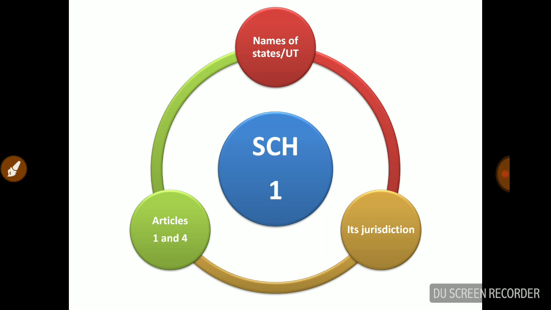In this Schedule 1 we talk about the names of the states and the union territories and the boundaries. What are the jurisdictions associated with the states, and what are the jurisdictions associated with the union territories, they talk about it in Schedule 1. And the main important articles associated with this Schedule 1 are Article 1 and Article 4. So learn those articles by heart as much as possible. We will discuss this again and again, and you will automatically learn it by heart at one point of time.